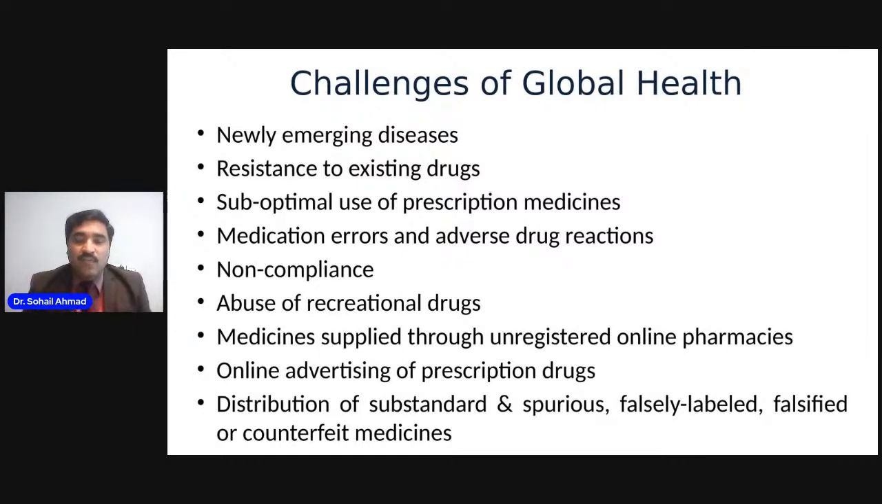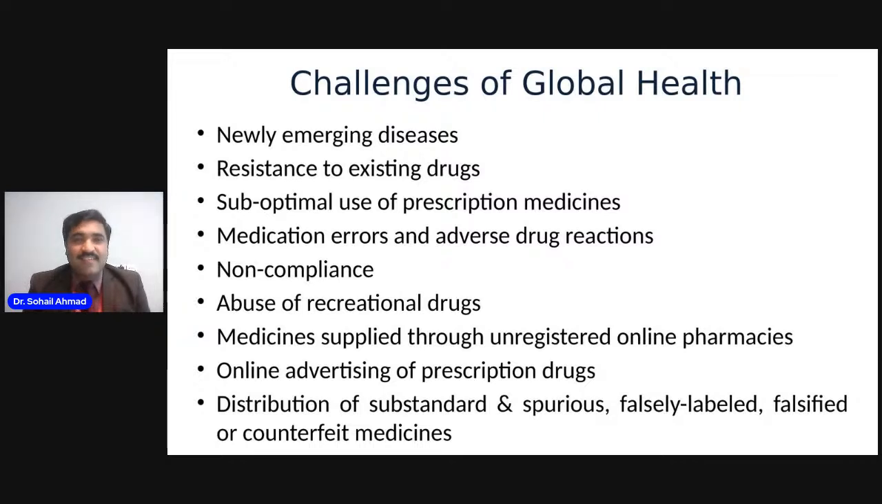Other examples of emerging diseases are severe acute respiratory syndrome and Middle East respiratory syndrome. And then there is another term that is compounding this problem further: re-emerging diseases. For instance, Zika virus disease, Japanese encephalitis, and yellow fever.